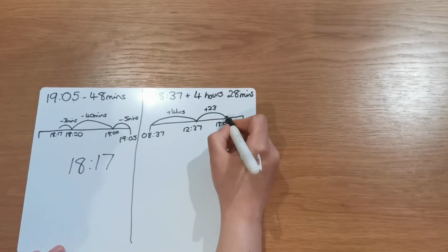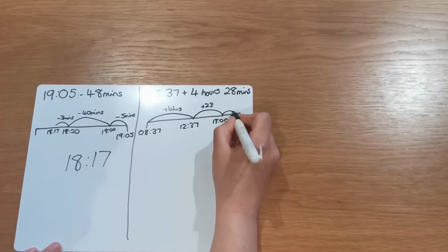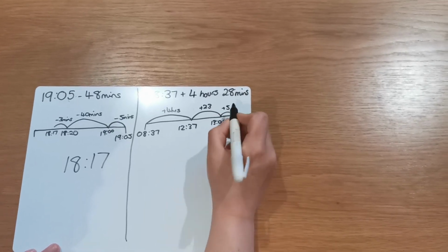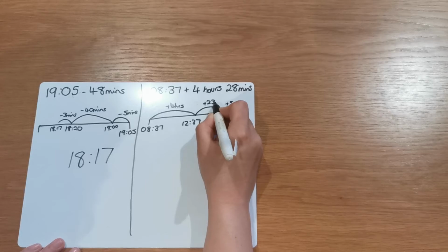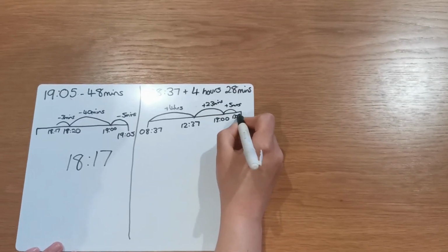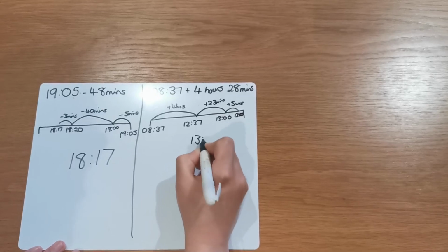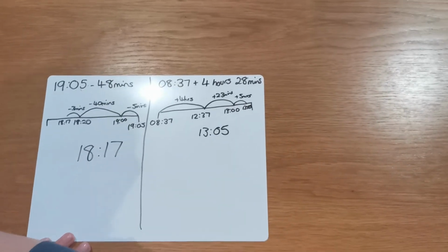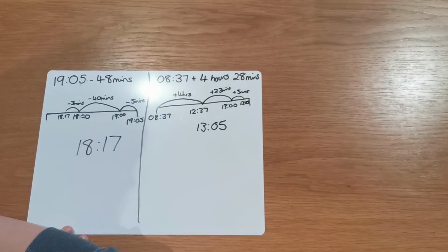So I've done 4 hours and 23 minutes. I need 4 hours and 28. So then I add 5 minutes. I should specify that, but that's minutes. Would take me to 13:05. So I would arrive in Cornwall at 13:05 or 1:05 p.m.